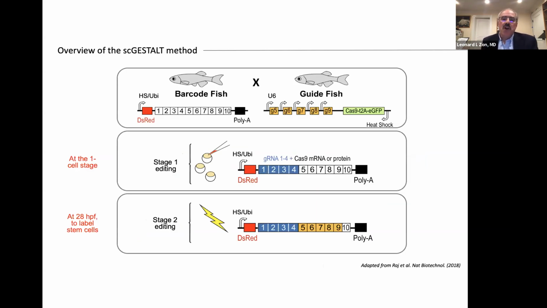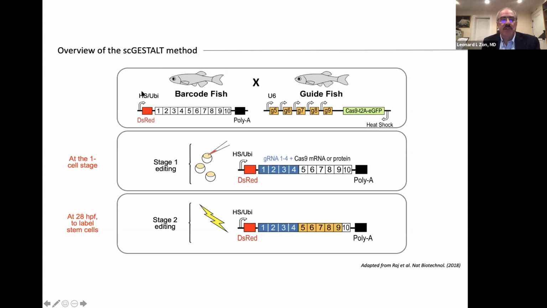So Gestalt has two different fish. So on one of the fish, there's a barcoding fish. There's actually 10 positions for a CRISPR barcode. To be fair, we don't use this 10th position, so we use the first 9. Then we have a guide fish. This is a fish that has the ability to actually make the guide that would target these particular sites in the barcoded fish. And this is inducible with Cas9 through a heat shock mechanism.